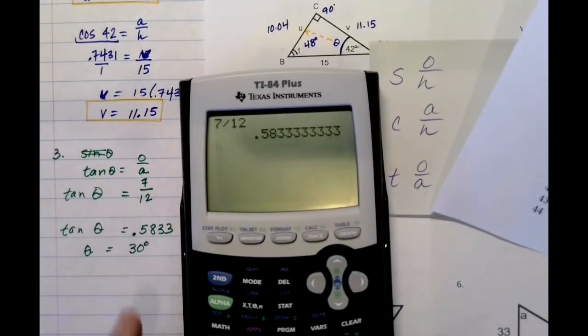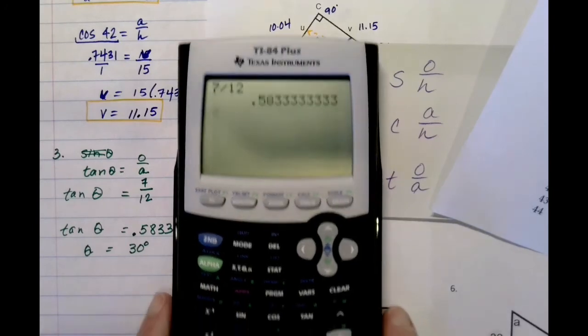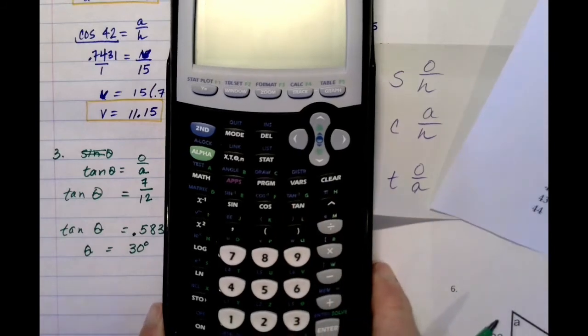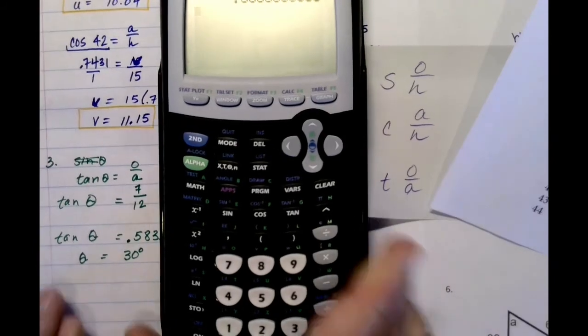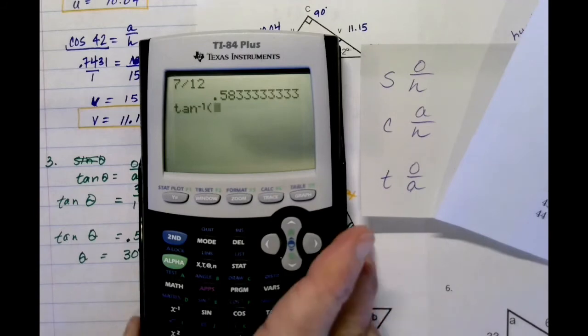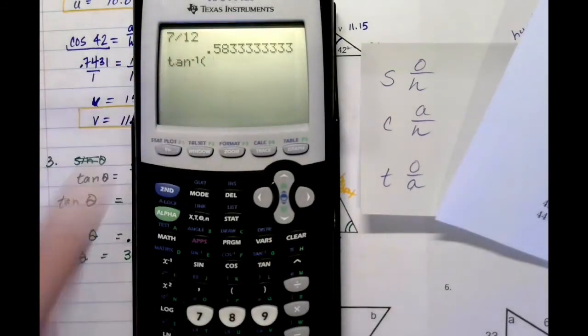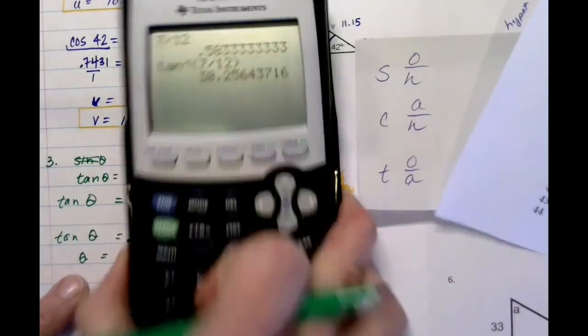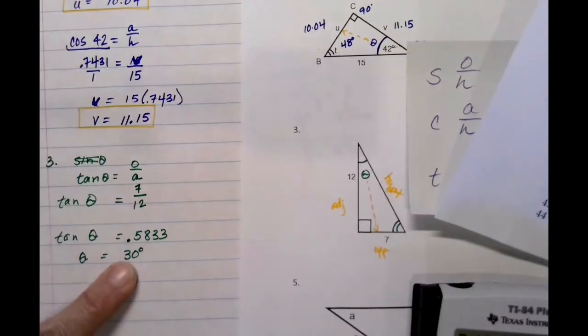So you can say, by using your inverse functions, so if you can see above the tangent, there's a blue tangent to the -1. We call that the arc tangent sometimes, or the inverse. We ask the calculator for, tell me the angle measurements, and I have to use the second function in order to get that -1. Tell me what angle has a tangent ratio of 7 divided by 12. And it's going to tell me a 30-degree angle. And like I said, we take angle measures to the closest whole angle.